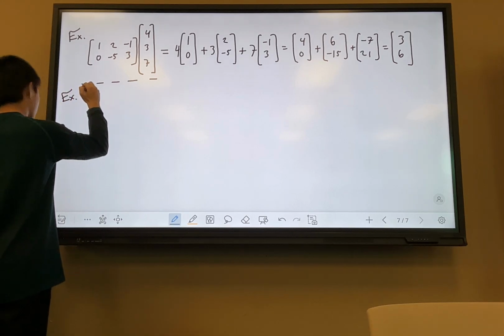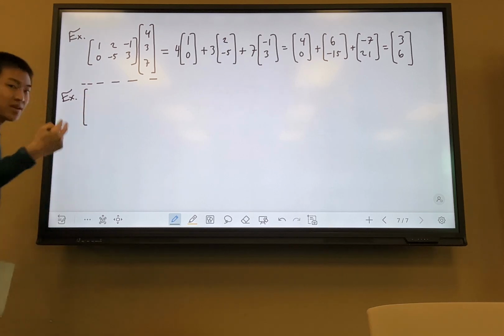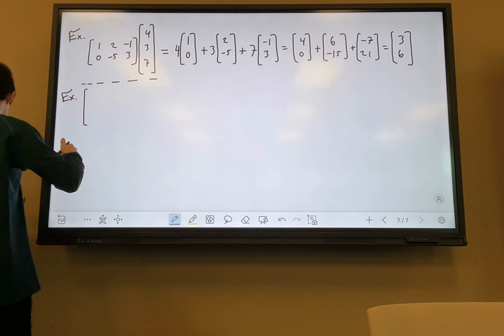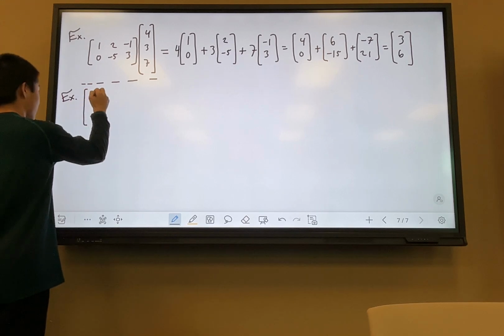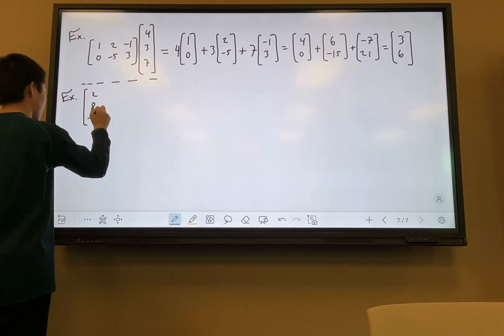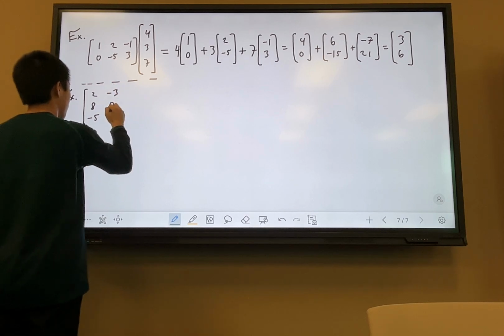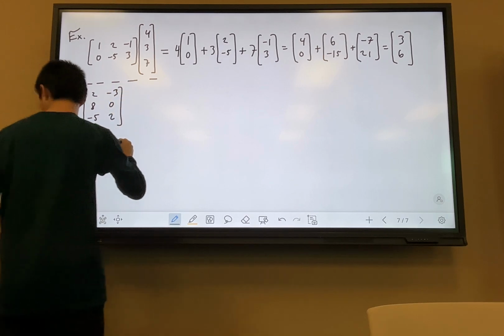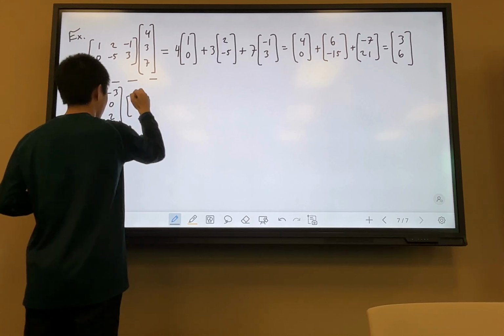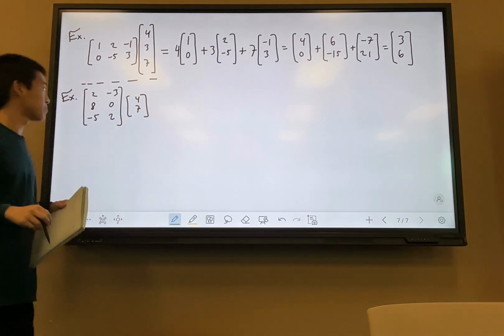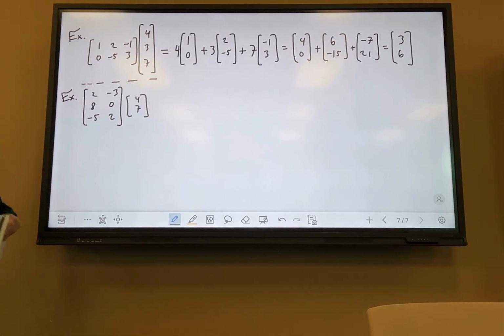Here's the first matrix. Again, when I say these numbers out loud, I'm saying them as column vectors, not across. 2, 8, minus 5, then minus 3, 0, 2. And I'm multiplying that by the vector 4, 7. Okay, so let's go through this process again.